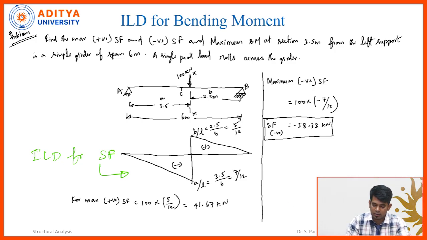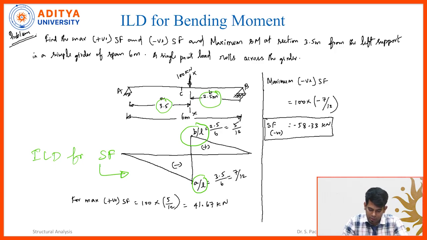We have calculated the value of A by L and then the value of B by L. So, A is 3.5 and B is 2.5 meters. For the maximum shear force, we calculate 100 multiplied by the corresponding ordinate. This is the positive value. For the negative shear force, the same ordinate we need to keep in the negative direction.